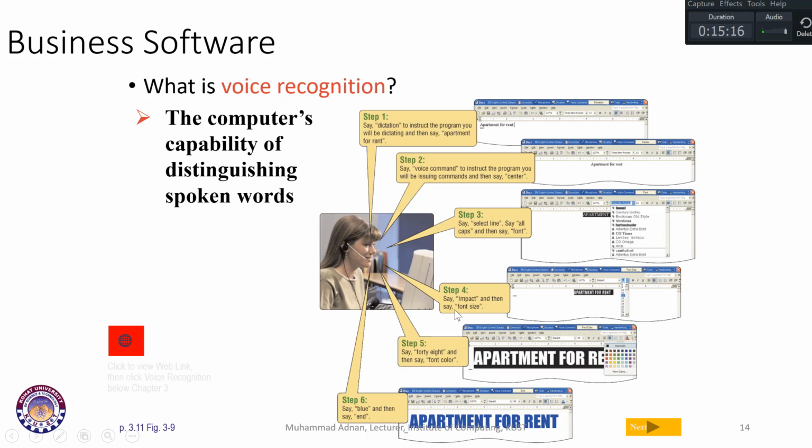And then if you say impact, and then say font size, the text will have the font of Impact, and it will be larger in size. And then you can say 48 and say font color. So the size will be 48 and font colors will appear, where you can select any color. So if you say blue and then say end, the color of the text apartment for rent will be changed to blue.